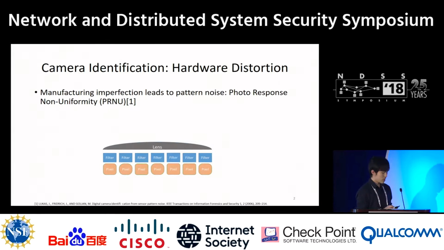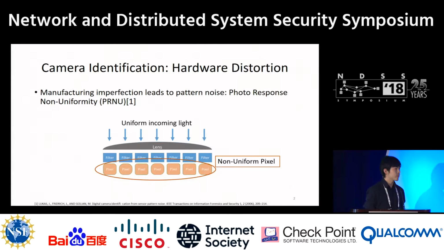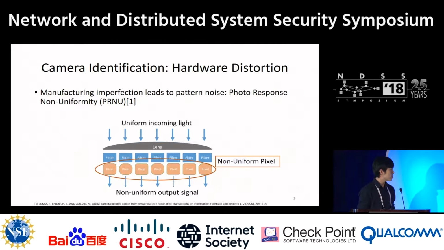When we take a photo using a camera, the incoming light first goes through the lens and the color filter, and then it is converted to a digital signal by the image sensors, which consists of multiple pixels. But due to the limitation of manufacturer precision, these pixels are usually different from each other in terms of dimension and also light sensitivity. So this will cause a non-uniform output signal.